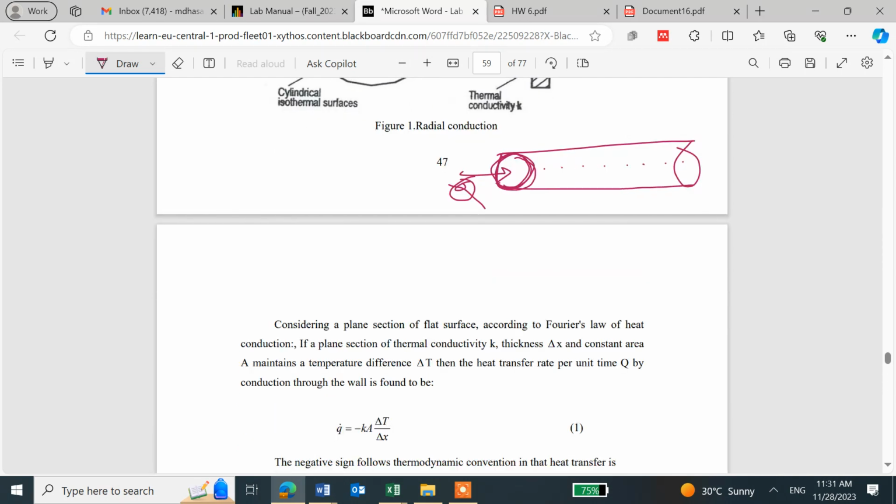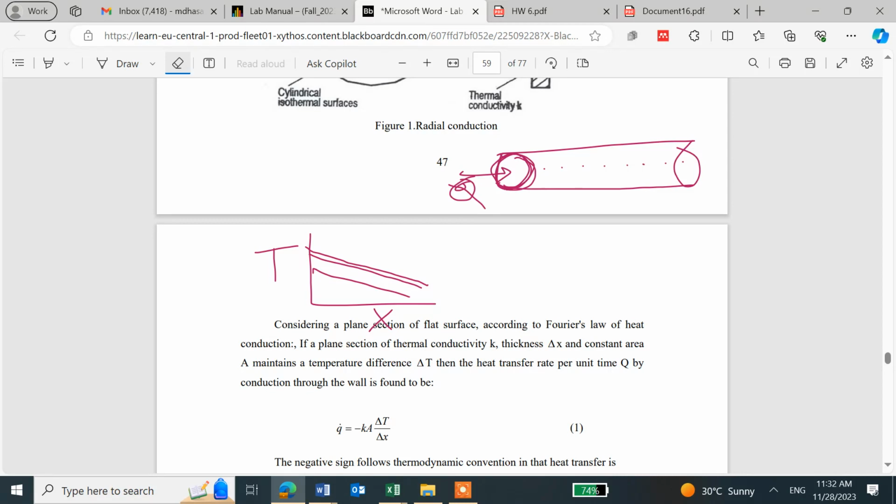So if you have data with time, it means you just need to plot T versus x at different times. So maybe the first one is 10 or 15 minutes, and then the next 15 minutes, then 20 minutes, then 25 minutes.